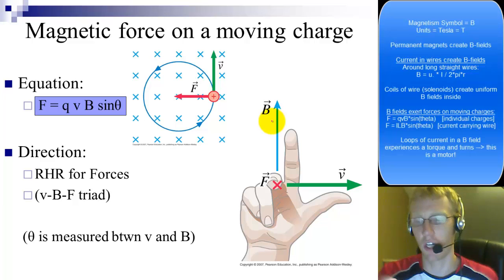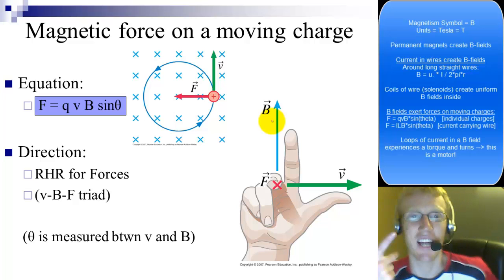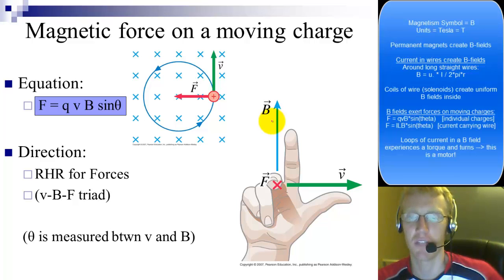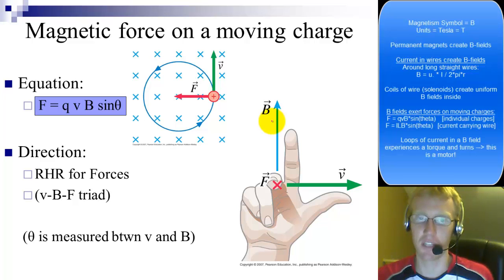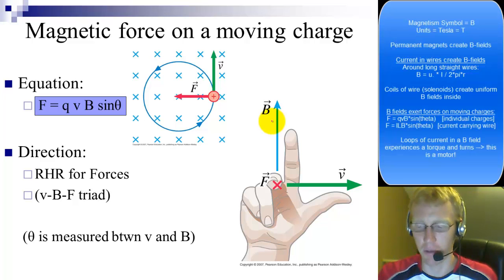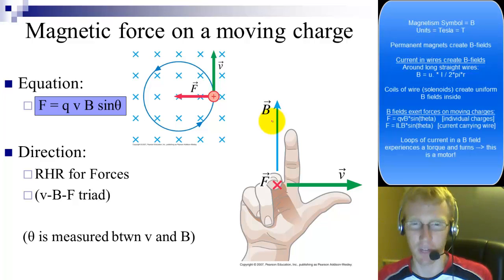So which way is the charge moving? Which way is the magnetic field? The force is perpendicular to both of those. And you have to make sure you're using your right hand for positive charges. Negative charges, you can either use your left hand or you can do the opposite of your right hand. But a lot of times you'll be writing with your right hand and you'll pull out your left hand and it will give you the wrong answer.